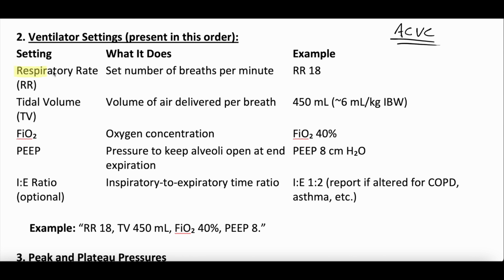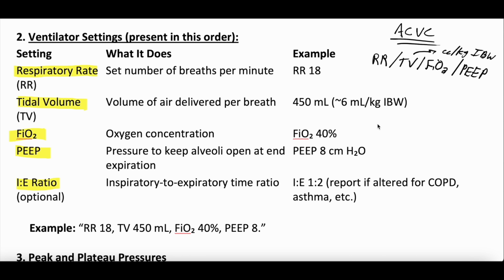The settings to think about are respiratory rate, tidal volume. If they're on pressure control, instead of tidal volume you need to know your inspiratory pressure, and then your FiO2, your PEEP, and I to E ratio sometimes, which we'll talk more about in a second, okay? But when you're thinking about this on rounds, usually we have respiratory rate, followed by tidal volume, followed by FiO2, followed by PEEP, okay? When you do present their tidal volume, if you want bonus points, you can say what cc's per kg of ideal body weight it is.